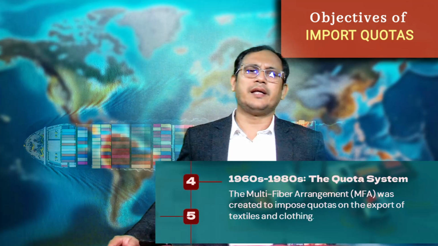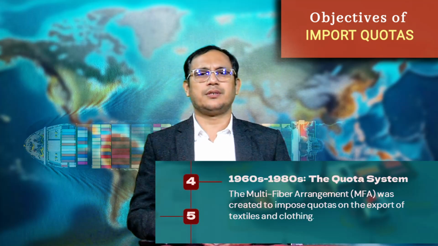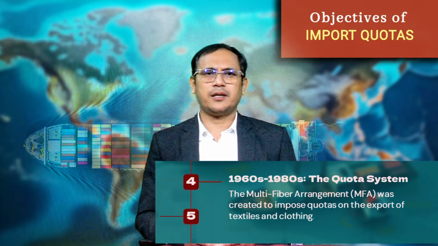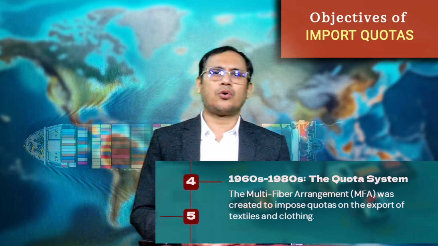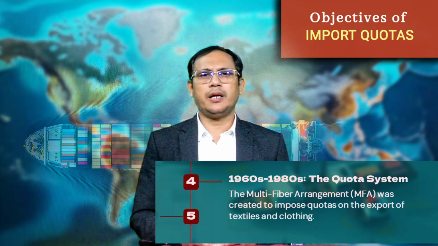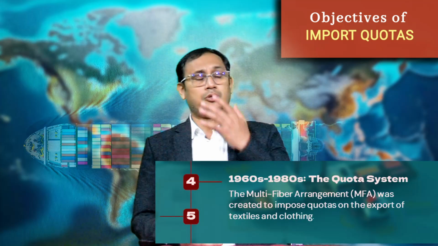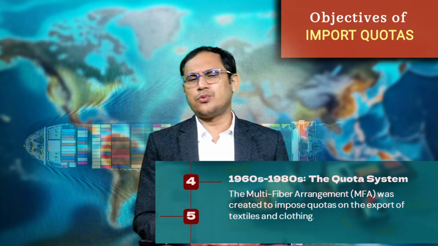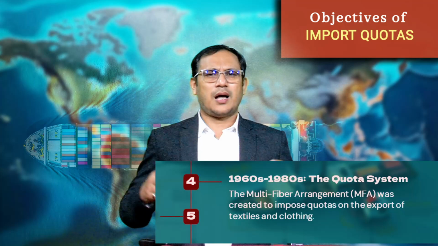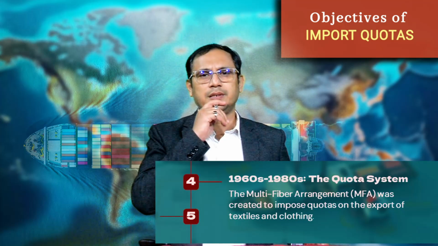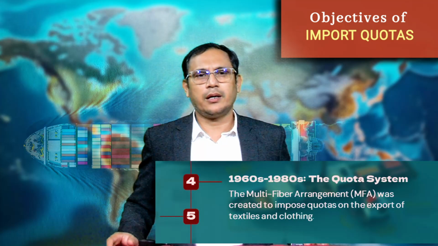Now, if you see the next two decades, that is the 1960s to 1980s, we can term it as the quota system and the multi-fiber agreement. So what happened in this time? Throughout the mid 20th century, import quotas were commonly used in many developed countries to protect domestic industries, which I have already discussed. This was particularly true in industries where large differences in production costs existed between countries, such as textile, clothing, and agriculture.